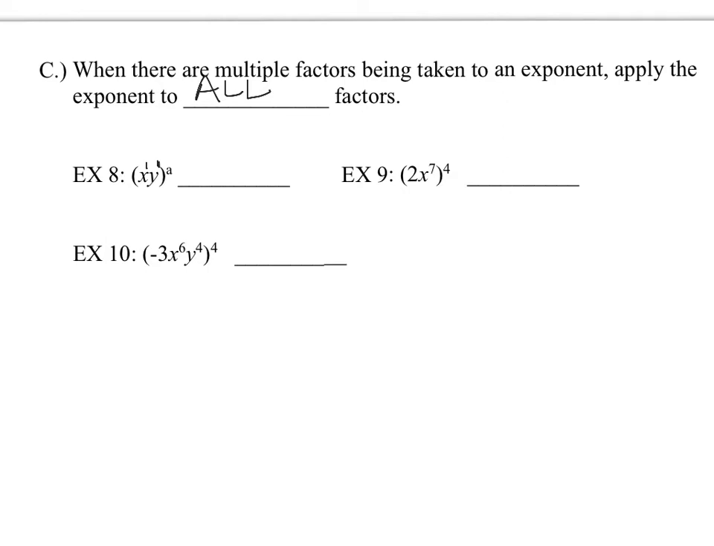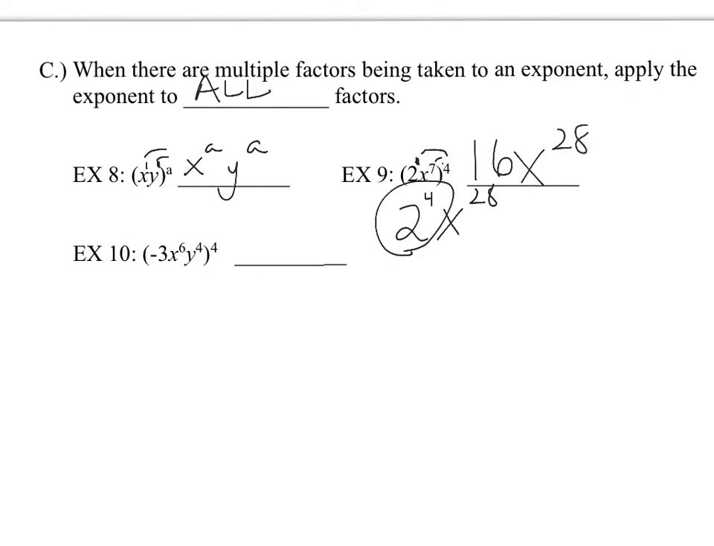So then when I bring it in, you're multiplying those exponents. 1 times a is a, so that's how I get x to the a, y to the a. So in example 9, we imagine there's an imaginary 1, so it's 2 to the first, x to the 7th. When I bring it in, I'm going to end up doing 2 to the 4th power because 1 times 4 is 4. X to the 28th power because 7 times 4 is 28. And then you do 2 to the 4th power, not 2 times 4, 2 to the 4th power, which is 16. So you get 16 x to the 28th.